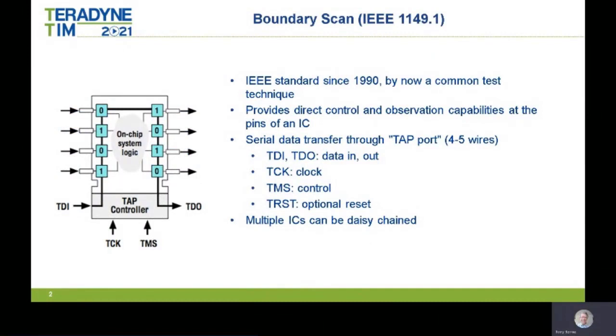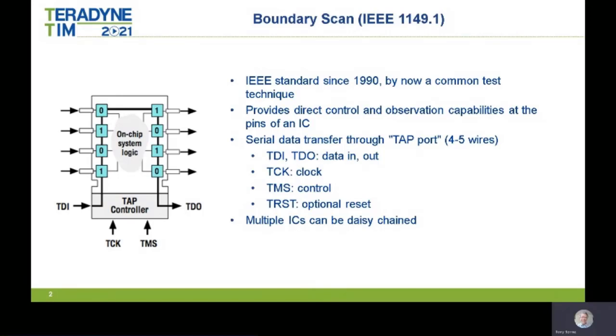So first, a very brief introduction to what boundary scan is. Boundary scan is a test methodology based on standardized test support circuitry that can be included in ICs. It was standardized as IEEE 1149.1 in 1990, and it provides direct control and observation capabilities at the pins of an IC. This circuitry is accessed using serial data transfer through a 4 or 5 wire data port called a test access port, or TAP port for short.